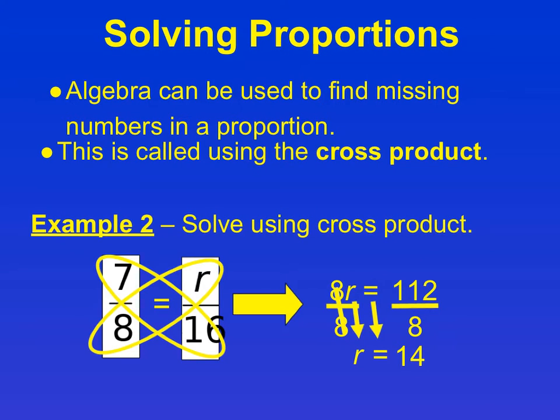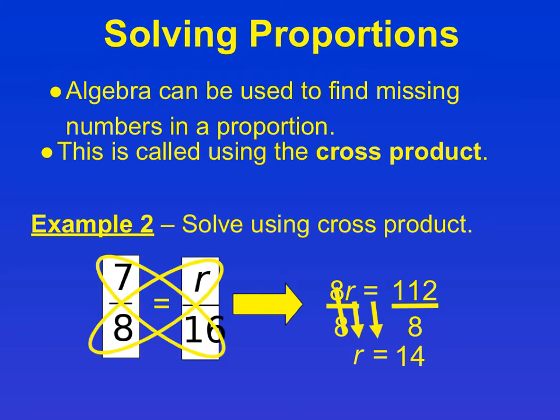The method I think we'll use the most is this cross product. So using algebra, we can do what's called a cross product, essentially taking the numbers and information that's diagonal to each other, in this case 7 and 16, 8 and r, and multiplying them by each other. So 7 times 16 is 112. 8 times r is 8r, so 8r equals 112. Then you see I canceled out the 8's, and I do 112 divided by 8, which is 14, so therefore r equals 14.